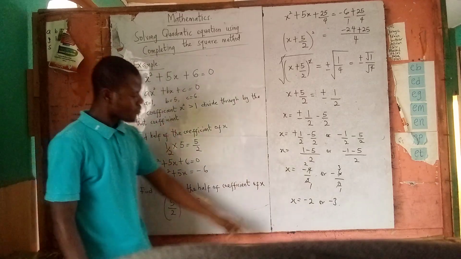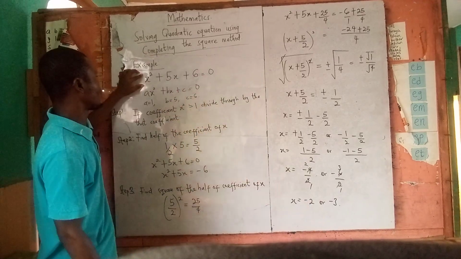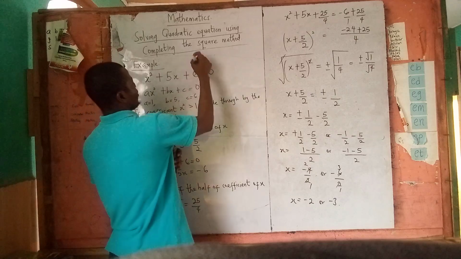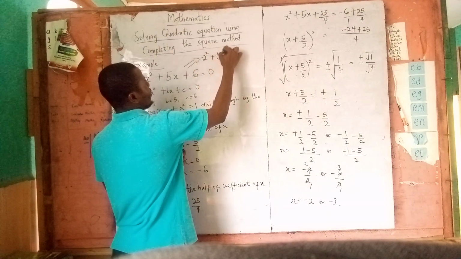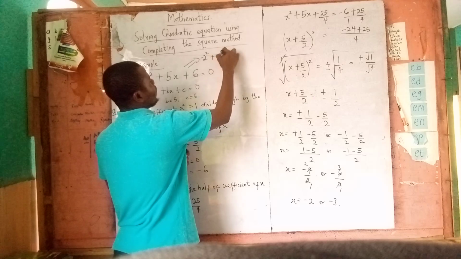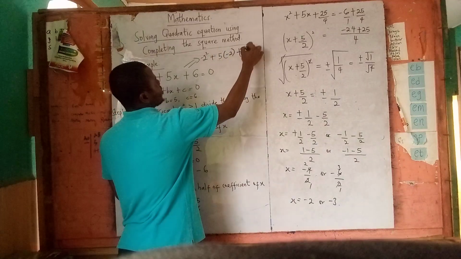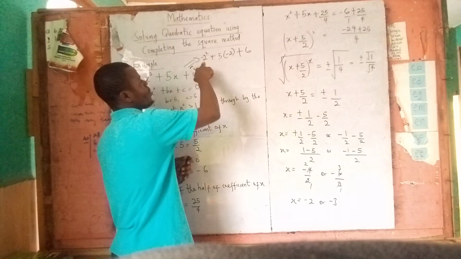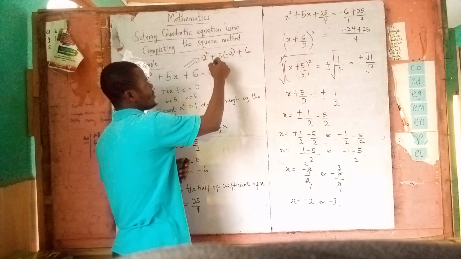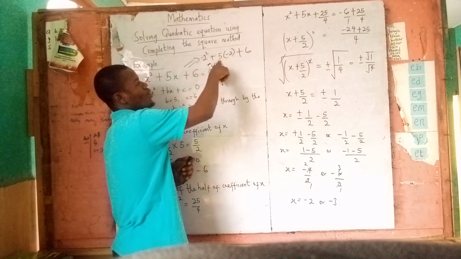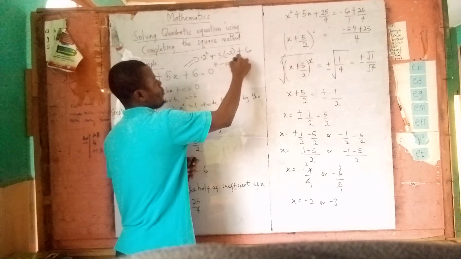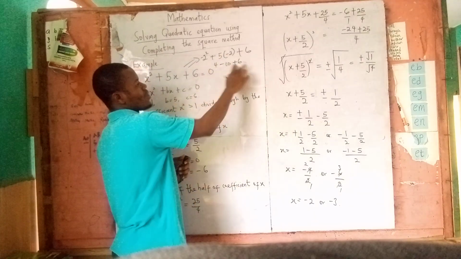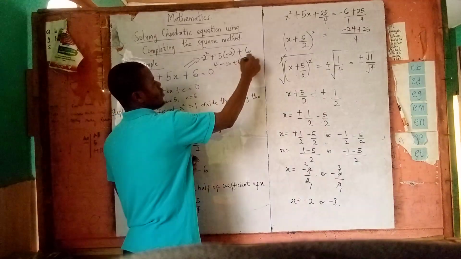So we can check. You put x in this equation, so we have minus 2 squared plus 5 times minus 2 plus 6. Minus 2 squared is 4, plus 5 times minus 2, which is minus 10, so you have minus 10 plus 6. 4 plus 6 is 10, and 10 minus 10 is 0. So it is correct.